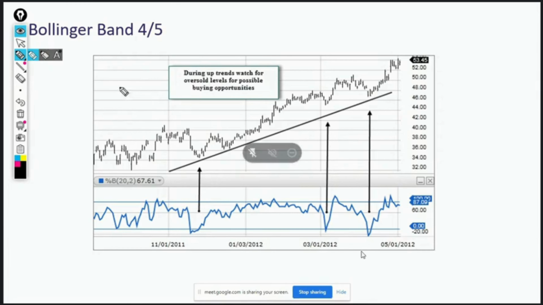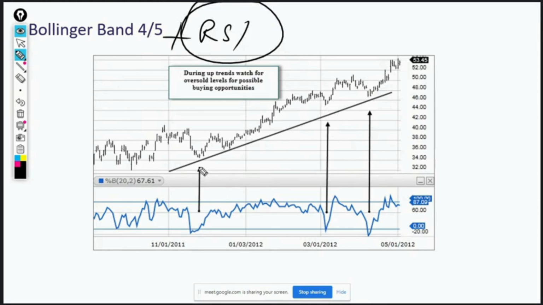Great. So another thing that you can do is combine Bollinger Bands with RSI. This is part 3 of the Bollinger Band series.